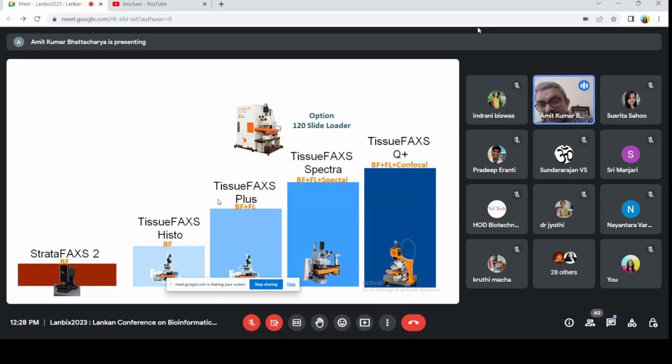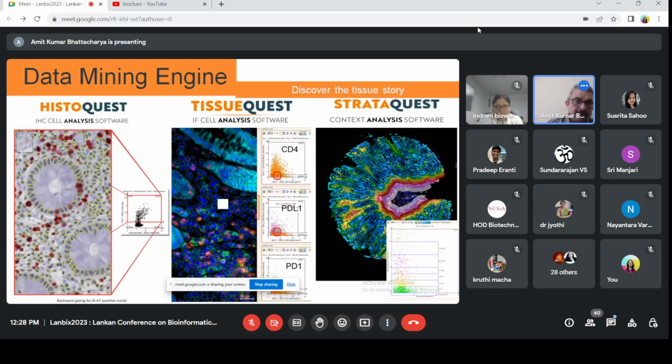And if you have many slides to look at, then there is an automatic slide loader, which you see in the other picture there, and that loads 120 slides. They are imaged one after the other, and you can load them and walk away. For analysis, if it's a bright field stained specimen, then you have software called HistoQuest. If you have a fluorescent stained specimen, then you use TissueQuest. Both HistoQuest and TissueQuest are for cytometric analysis. If you want to do spatial analysis, then there is software called StrataQuest.